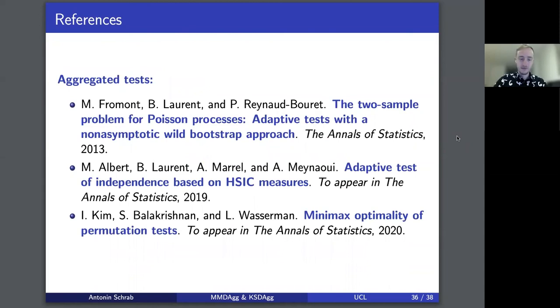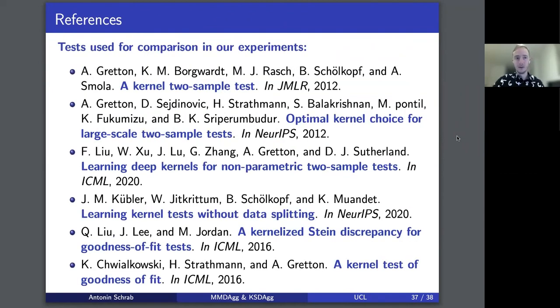Just in terms of references, so we're done. Those are references for the aggregated tests if you're interested, and those are the references for the tests we used for comparison in our experiment.